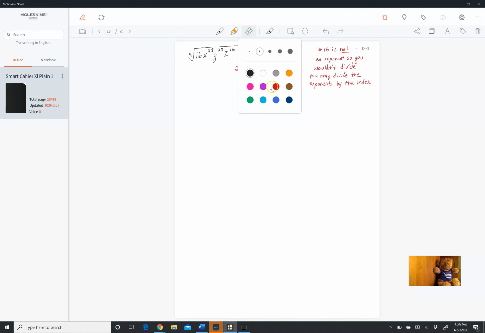I'm not going to write this every time, but I'll write it here so that you know where these came from. So 28 over 4 is 7. 20 over 4 is 5. And 16 over 4 is 4. That's where the 7, the 5, and the 4 came from. Okay, let's take another example.